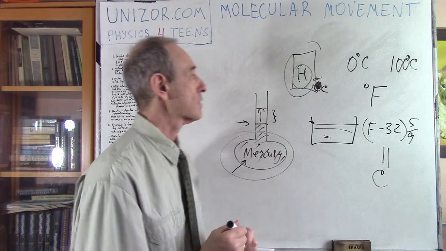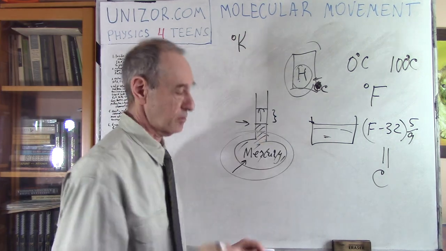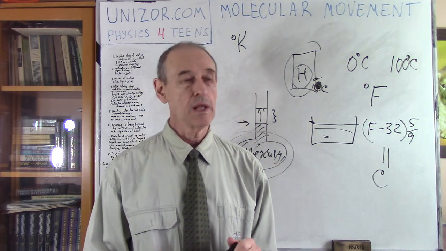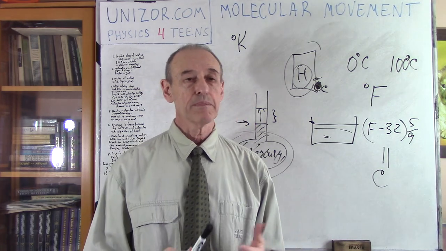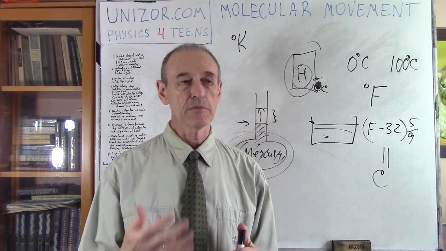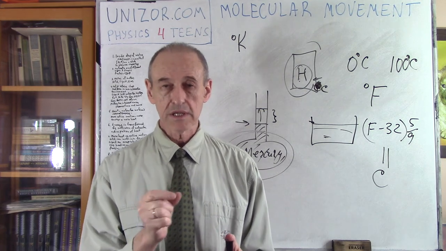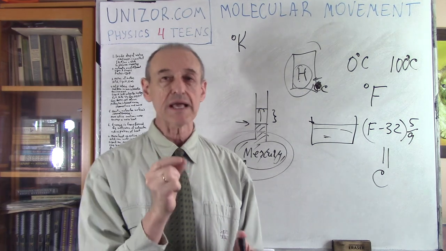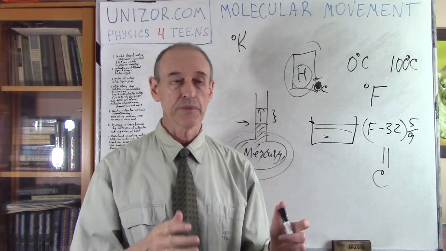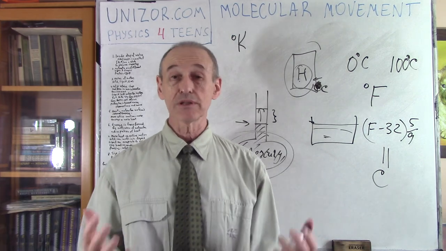And finally, there is another measurement scale. It's Kelvin, degrees of Kelvin. Now, degrees of Kelvin are very much like Celsius in what a degree is. So the size of 1 degree is exactly the same as in Celsius, but the 0 point is different. Now, the 0 point in Kelvin is the absolute zero.